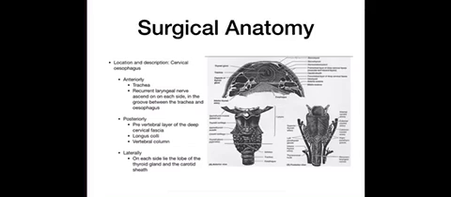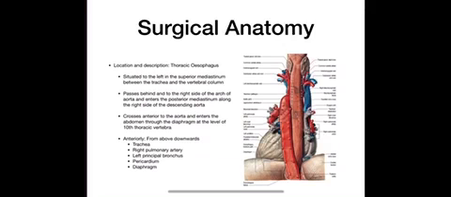Location and description. The cervical esophagus, and these are the various relations of the cervical esophagus, and in the next slide I'll be speaking about the various relations of the thoracic esophagus. The cervical esophagus anteriorly has the trachea, the recurrent laryngeal nerve, which ascend on each side in the groove between the trachea and the esophagus, which is the tracheoesophageal groove. Posteriorly, it is bound by the prevertebral layer of the deep cervical fascia, the longus colli, and the vertebral column. Laterally, on each side lies the lobe of the thyroid and the carotid sheath.